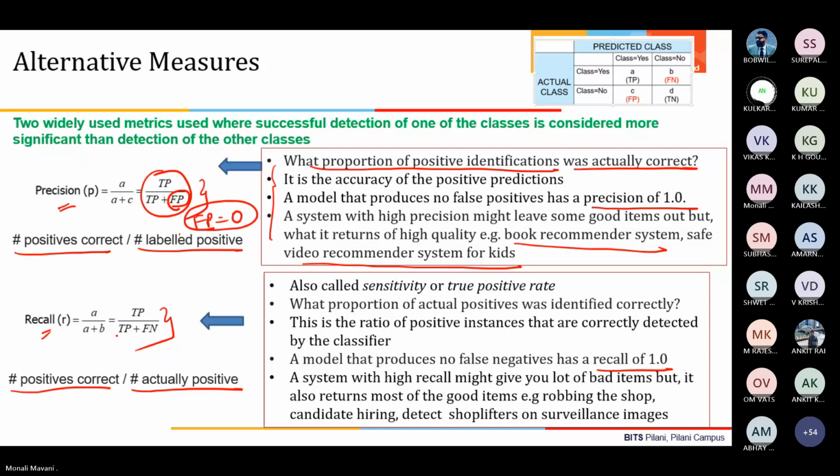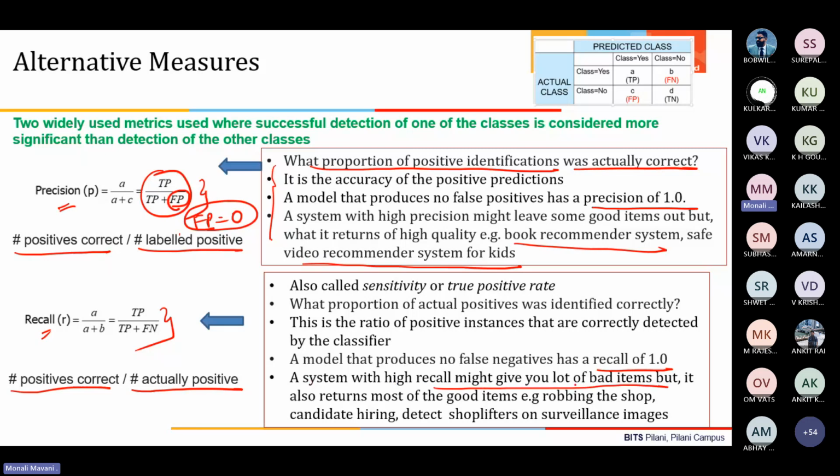Compared to the recall. Here, suppose a robber is robbing a shop and has very limited time. He will not go and check the value of every item. He will try to gather as much as possible, and later on he can discard the not so valuable items. So that is an example where we want to collect as many items as possible, even if certain items are not valuable. In these terms, I can say that a system with high recall might give you a lot of bad items.